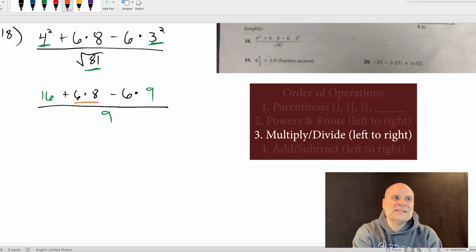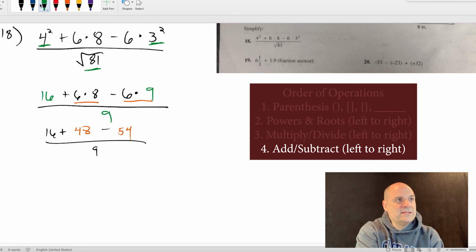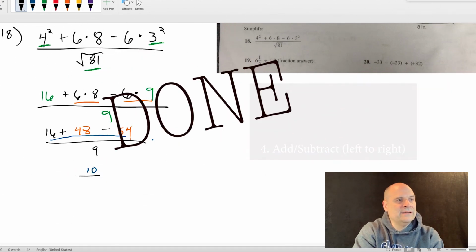So 6 times 8 and 6 times 9 is what we're going to do. Don't do this division because that's outside of this parenthesis. Let's rewrite everything: 16 plus, and just do our multiplication, 48 minus 6 times 9 is 54, all over 9. Now we just have addition and subtraction left to right. 16 plus 48 is 64, minus 54. That equals 10 all over 9.